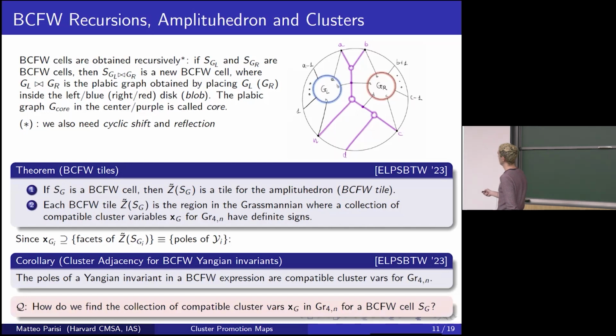But my main point is I wanted to understand how we can generate compatible cluster variables. So for each BCFW cell, we want to have a collection of compatible cluster variables. How can we build these collections of compatible cluster variables?